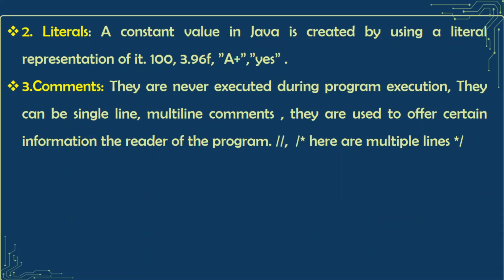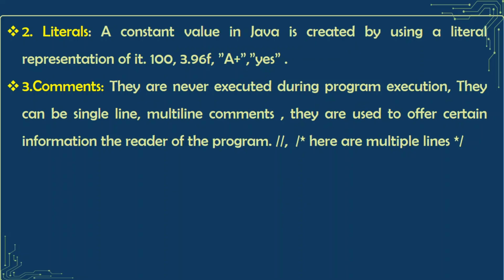Literals. A constant value in Java is created by using a literal representation. So at the time of declaration, we may assign a value for that constant value: 100, 3.96F for float, A for char, and "yes" for string.